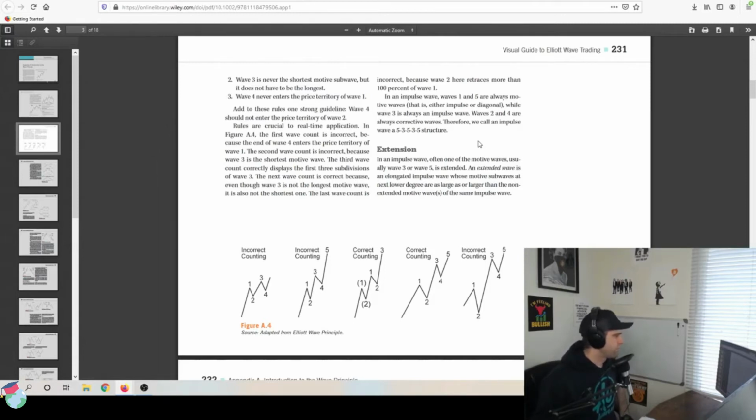The third wave count correctly displays the first 3 subdivisions of wave 3. The next wave count is correct because even though wave 3 is not the longest motive wave, it is also not the shortest one. The last wave count is incorrect because wave 2 here retraces more than 100% of wave 1. In an impulse wave, waves 1 and 5 are always motive waves, that is either impulse or diagonal, while 3 is always an impulse wave. Waves 2 and 4 are always corrective waves. Therefore, we can call an impulse wave a 5-3-5-3-5 structure.